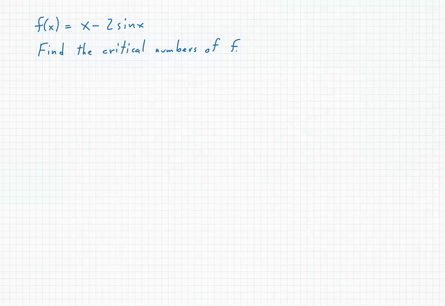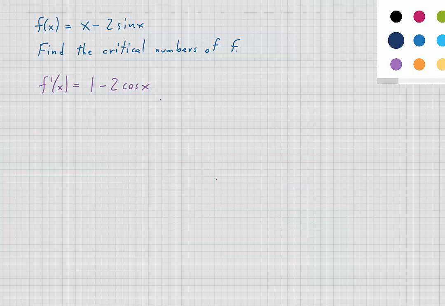Find the critical numbers for the function f of x is equal to x minus 2 sine of x. So critical numbers, once again, these are places where the derivative of the function is 0 or undefined, as long as those values where the derivative is 0 or undefined are in the domain of the original function. So if we take the derivative, we're going to get f prime of x is equal to 1 minus 2 times the cosine of x.